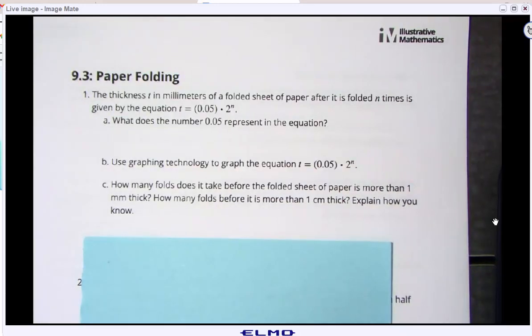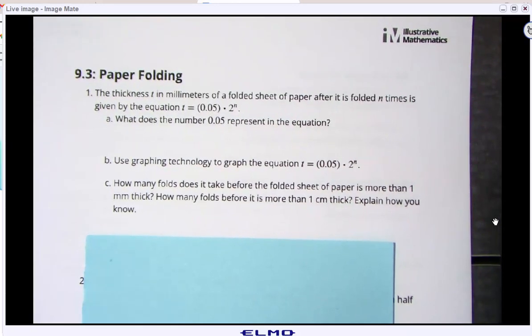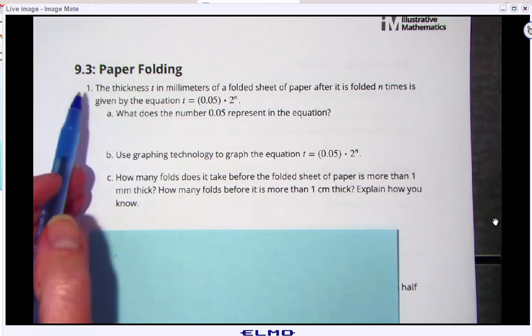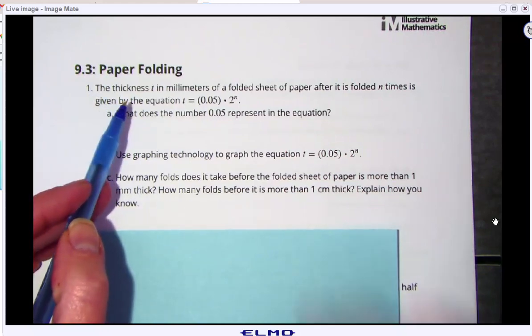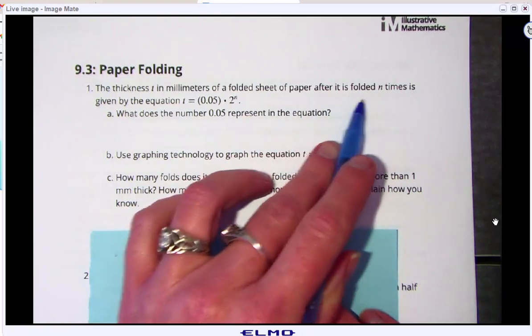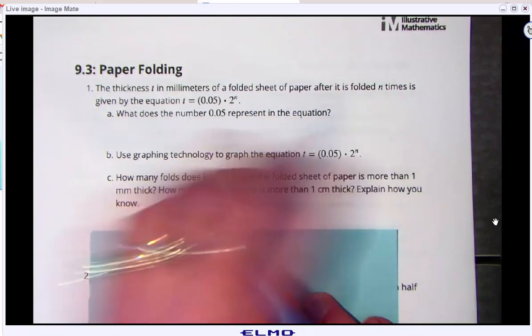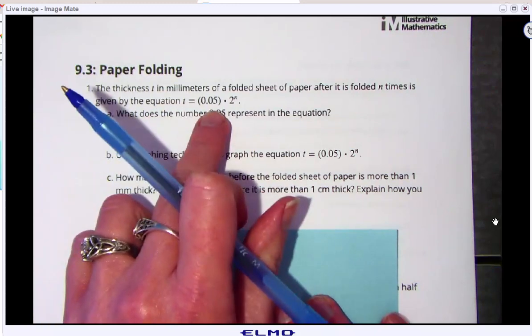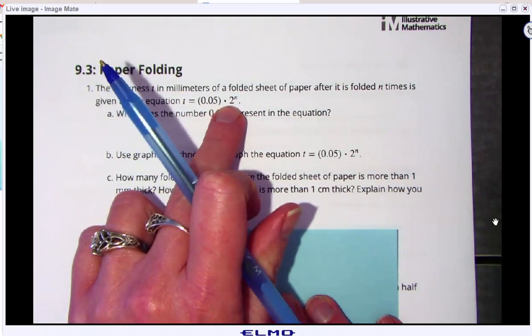We are looking at section 9.3 here in Unit 5, thinking about our next section. It's about paper folding. They tell us that the thickness T in millimeters of a folded sheet of paper after it's folded n number of times is given by the equation T equals 0.05 times 2 to the n.